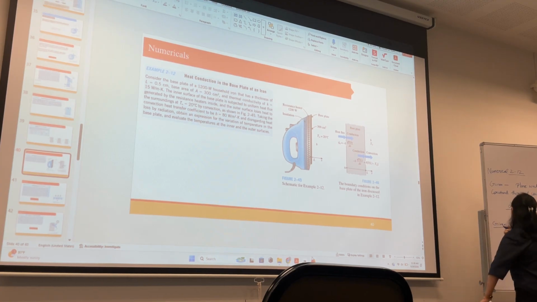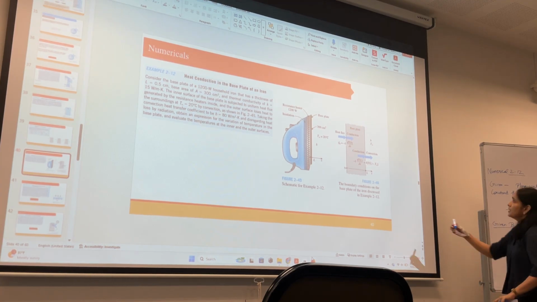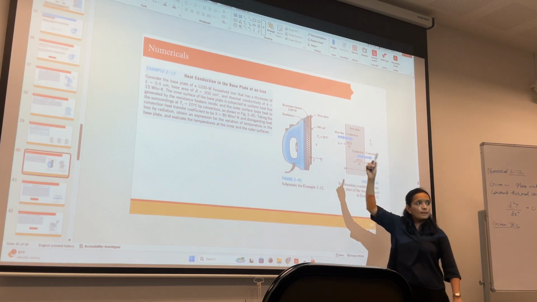Boundary conditions. First is heat flux, right?